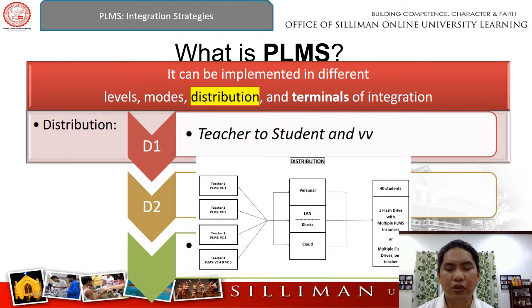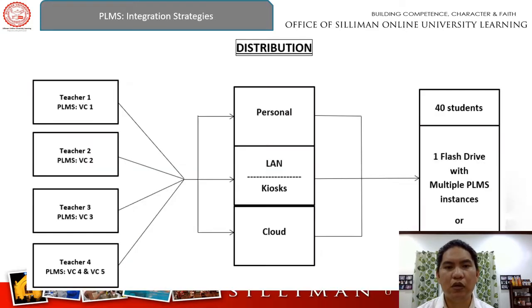virtual courses that are involved. So there will be some kind of a distribution option that we can implement. So looking at this one, just imagine if there are four teachers and they each have different virtual courses. So we have to integrate all of those virtual courses into one PLMS, and we can do that. So after which, there's going to be a distribution option to the student.